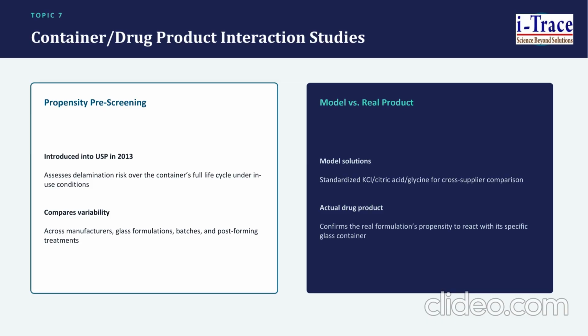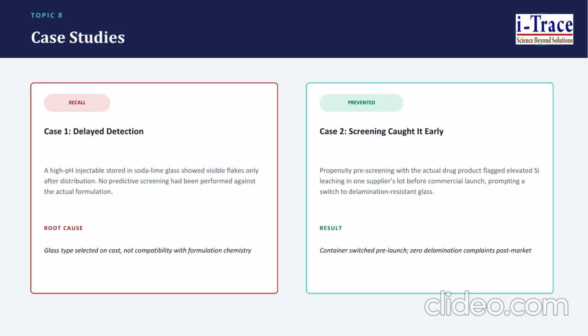Here's the key distinction: model solutions, the KCl, citric acid, and glycine we discussed, are excellent for standardized apples-to-apples comparison across suppliers. But at some point, you need to test your actual drug product in its actual container, because that's the only way to confirm how your specific formulation really interacts with that specific glass surface. Screening data tells you about risk in general. Interaction studies tell you about risk in your product.